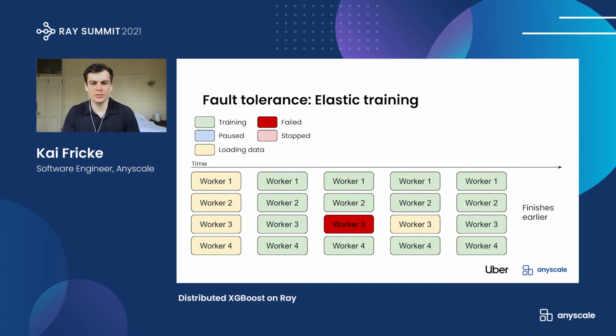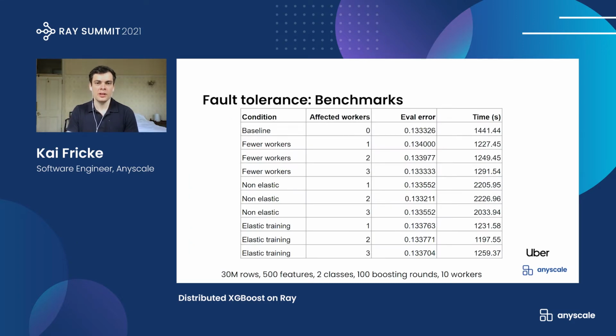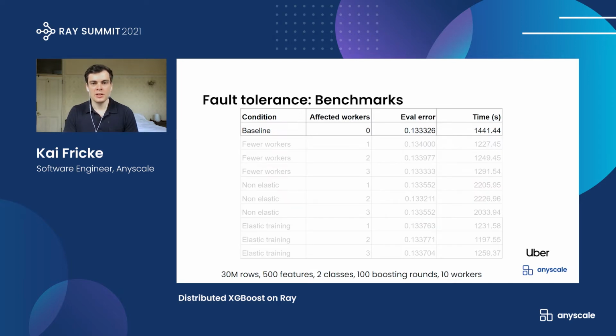So how grave are those? We ran a benchmark on a production-size classification dataset with 30 million rows and 500 features over 100 boosting rounds. The baseline trains with 10 workers on the full dataset. It shows an evaluation error of about 13.3%. It takes a bit more than 20 minutes to run the training.